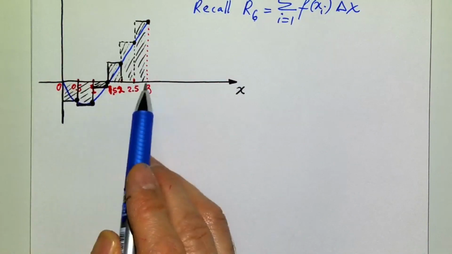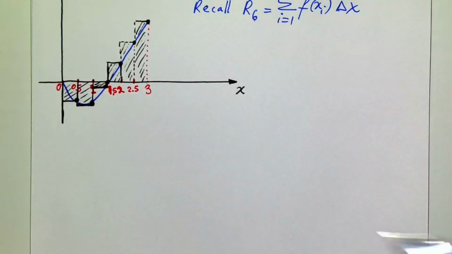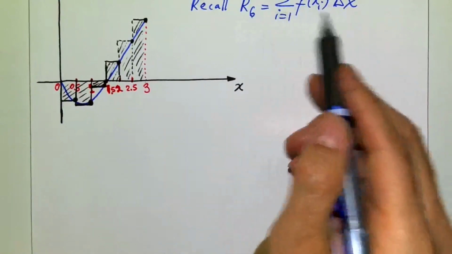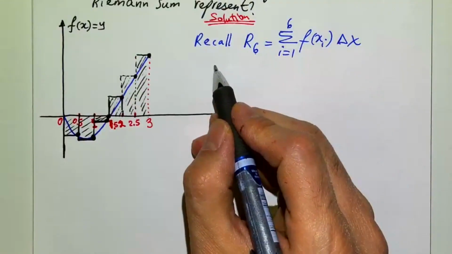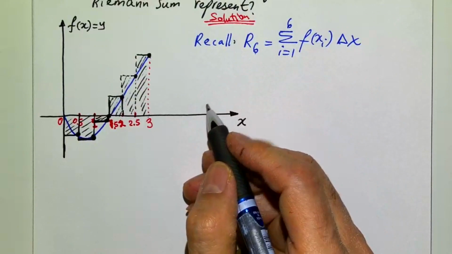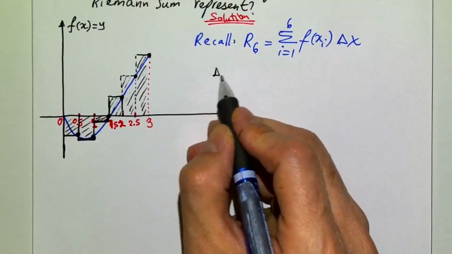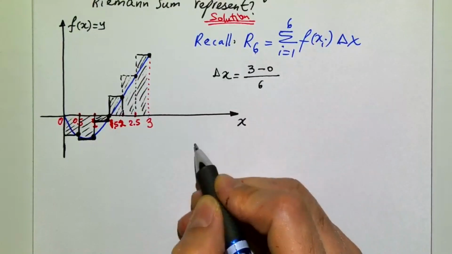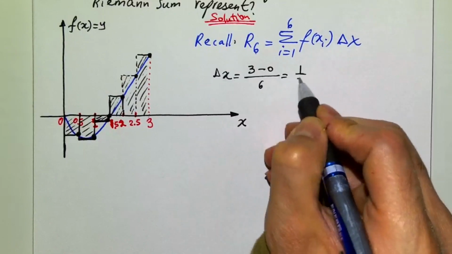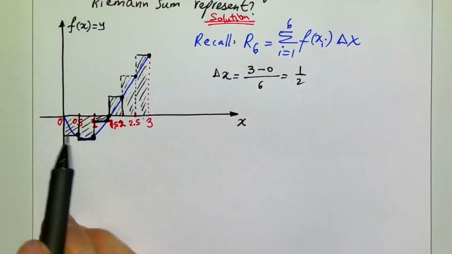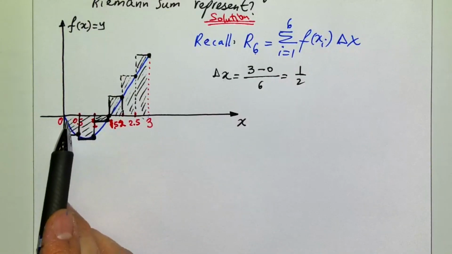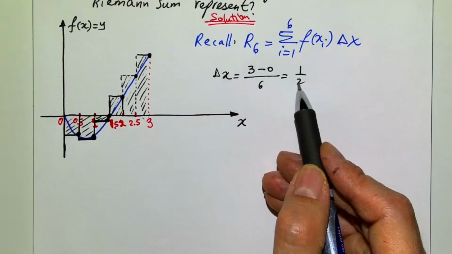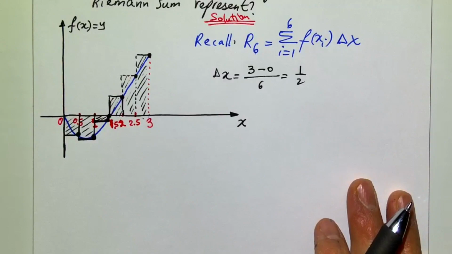How do we get that? The difference 3 minus 0 divided by 6 intervals, right? So let's calculate that. So this is from section 5.1. So that's recall. And then delta x would be equal to 3 minus 0 divided by 6, right? So it'll be 1/2. The width of each interval, as we expected, as I'm showing in the graph, 0 to 0.5, 0.5 to 1, 1 to 1.5 is half, right? 0.5. Okay, so we have that.